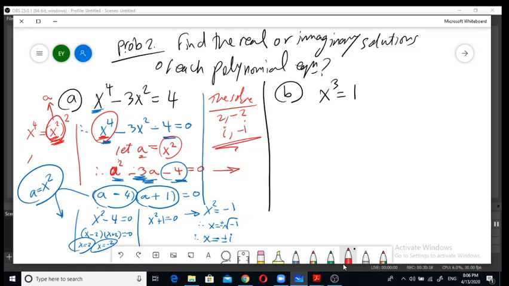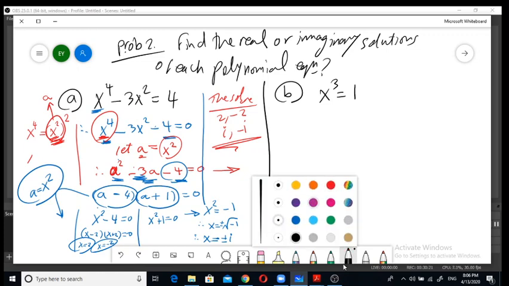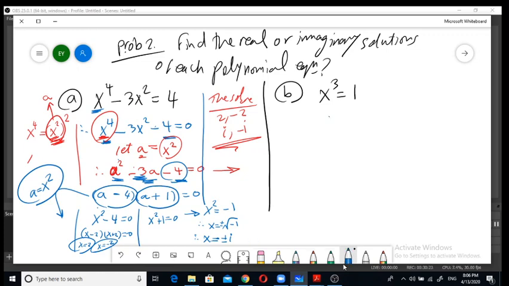That's it. The second problem, x cubed is equal to 1. So we are going to use the same steps. Rewrite the equation in the form of p of x is equal to 0. Then x cubed minus 1 is equal to 0. Here we have a cubic function. So easily we can solve it by factoring difference of two cubes that we have studied before in the previous video.